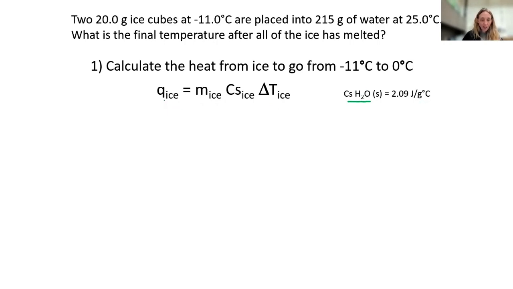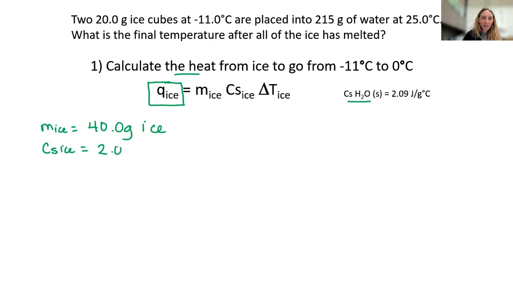So when I look at this, we're going to calculate the heat. We want to solve for Q of the ice. The ice has a mass of 40 grams. Two ice cubes that are 20 degrees Celsius is 40 grams of ice. The specific heat of the ice is 2.09 joules per gram degree Celsius.